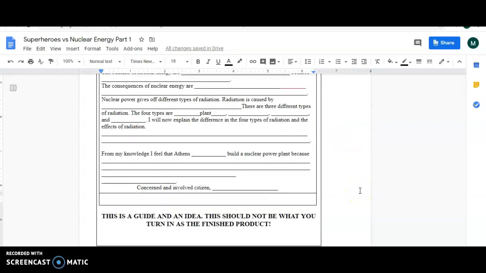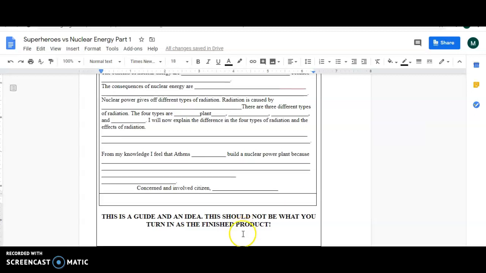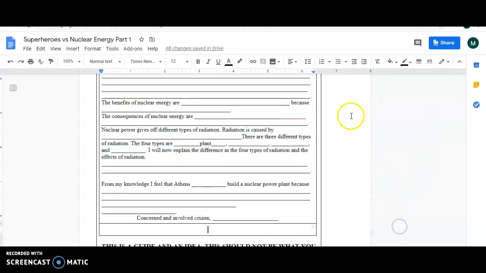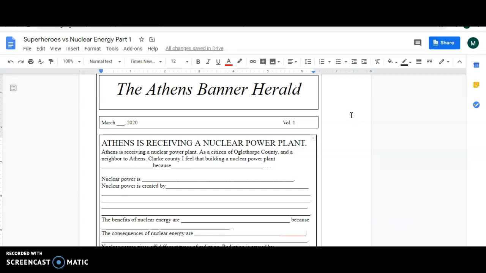However, this is the bare minimum that I have put in this writing frame. You will notice in big bold letters, I have put, this is a guide and an idea. This should not be what you turn in as the finished product. You need to turn this into your own. You need to include pictures. You shouldn't just be filling in the blanks. That is simply a template to help you. What I don't want to see is you copy and paste this into a Microsoft Word document or another Google document and turn this back in to me. Please do not do that. That is not what I'm looking for. Make it your own. As you can see, there's not even a place to add pictures or colors. You can change the heading, you can change the version. This is your newspaper article, and this is your way of showing me what you have learned about nuclear energy.